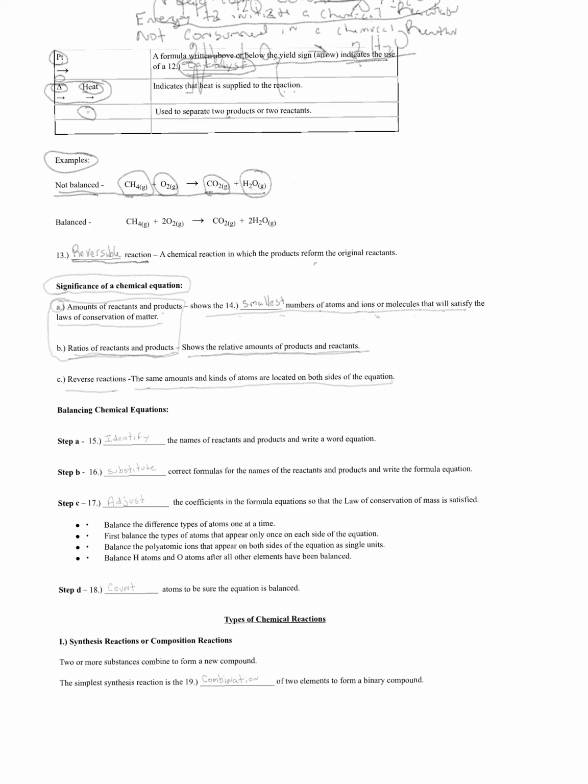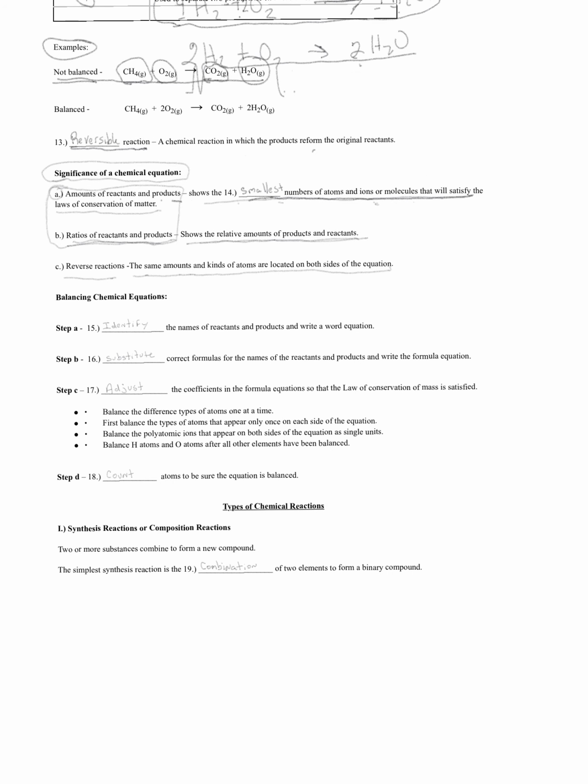So if you go back to here, we said that you're supposed to have the amounts of reactants show the smallest number of atoms and ions or molecules, right? In addition, we said that the reactants and products show the relative amount of the reactants and products, and it has to be the smallest whole number ratio. Okay?